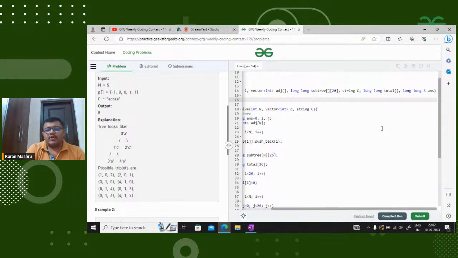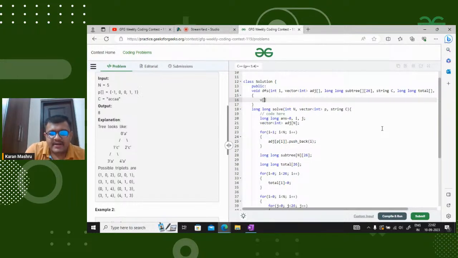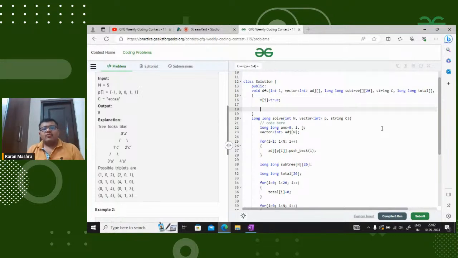So now, first of all, I'll mark visited of i as true. Okay. Now if I'm considering the ith node as the center node in the triplet A, B, and C, then there are two cases, as I said. One where A is in its subtree and C is in the remaining part of the tree, right? And the other is that A and C both are in its subtree, but they are in different branches, right?